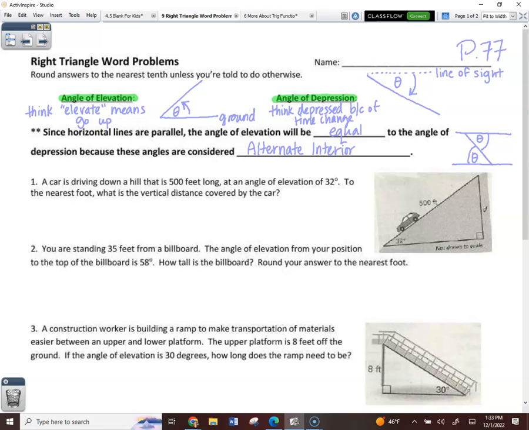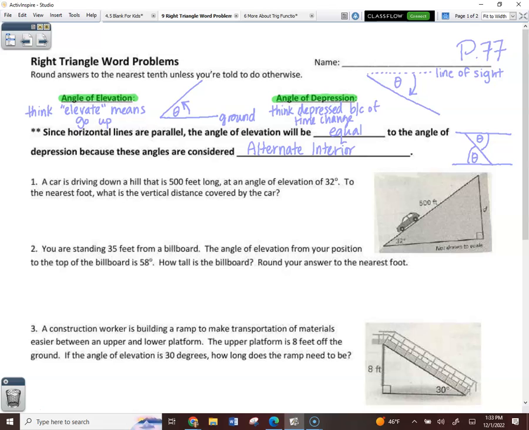All right, now what we're going to do is pick up our trash off the floor that has food in it, and then we're going to work through these word problems.